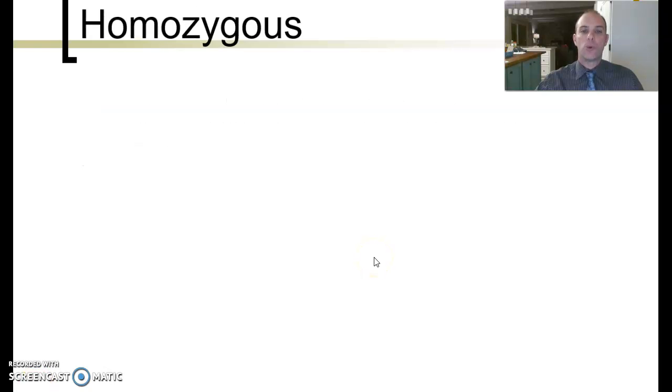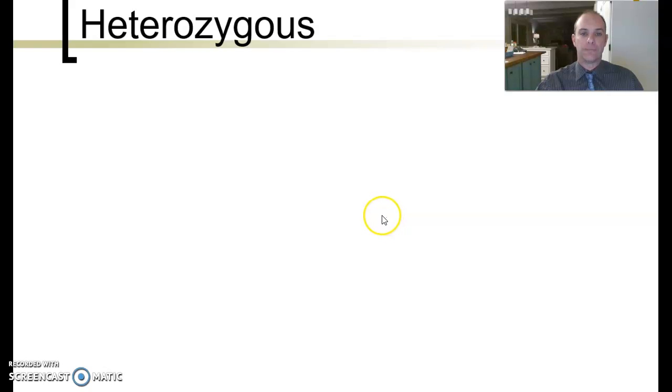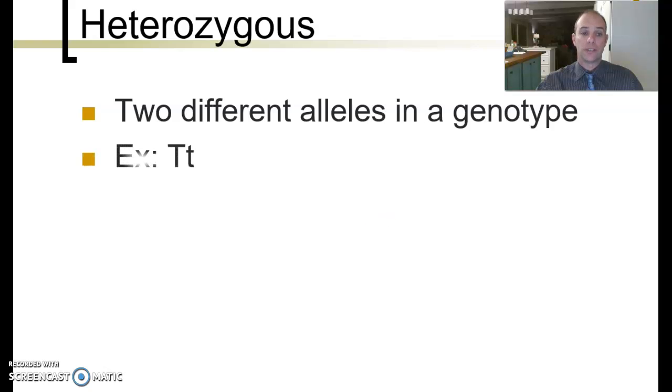And that brings us to homozygous. Definition: two of the same alleles in a genotype. We know that homo means same. Here are your examples. Again, homozygous dominant and homozygous recessive. Heterozygous is our next term. Heterozygous is defined as two different alleles in a genotype, or more simply put, one big, one small. Heterozygous coupling right here.